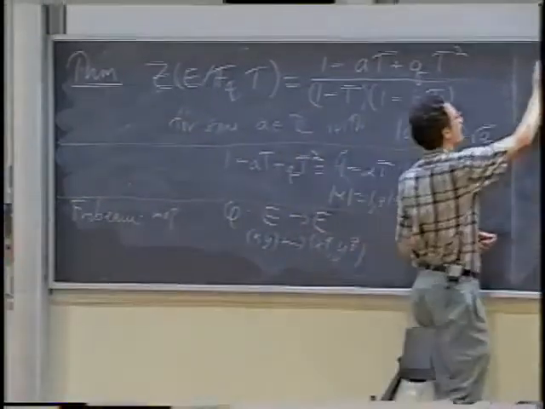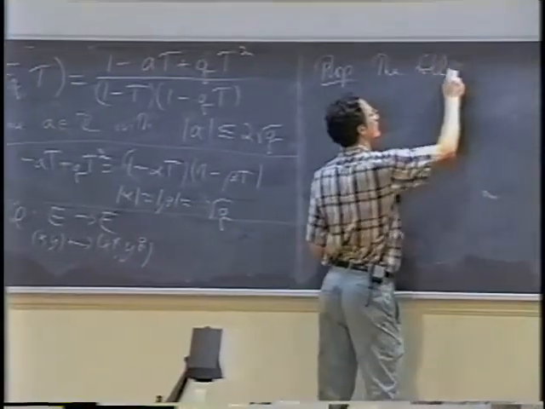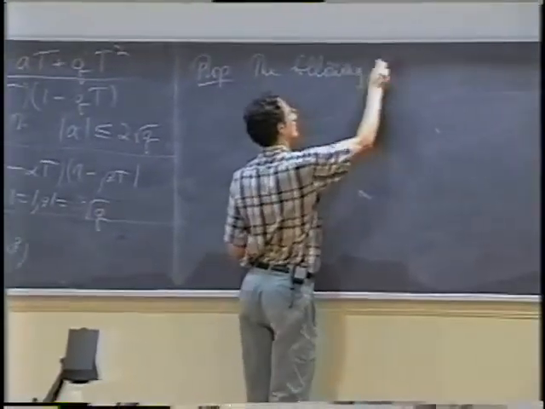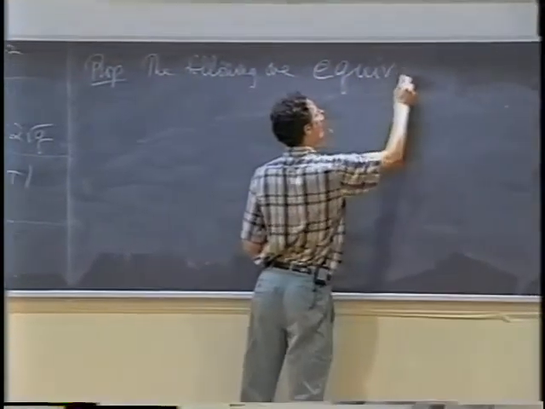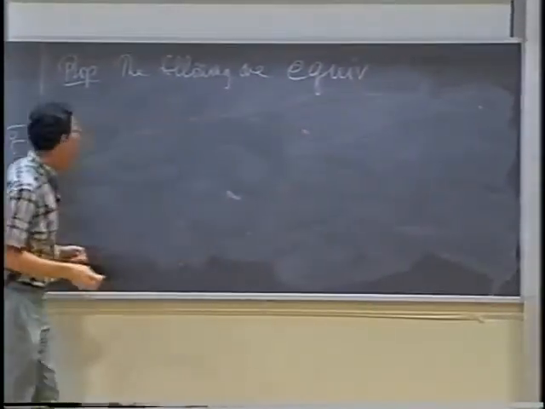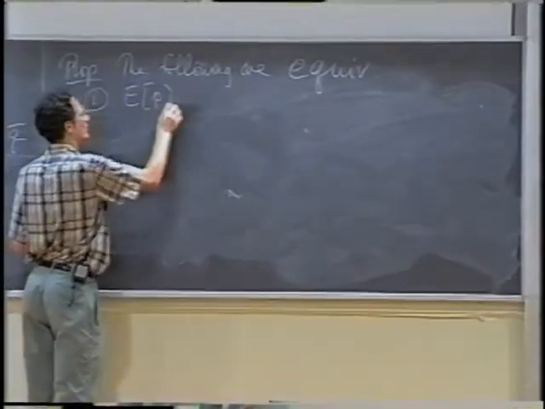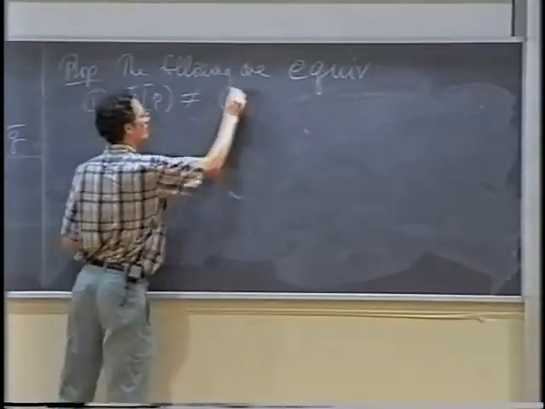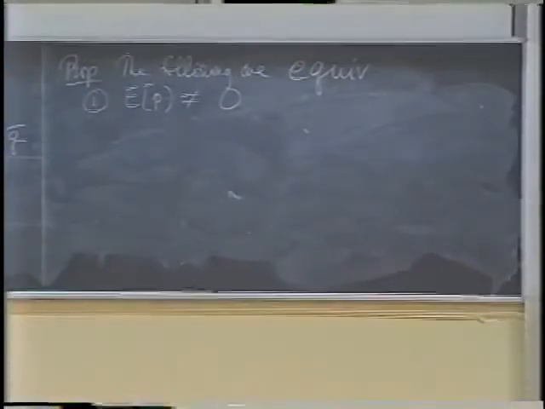One has the following proposition. The following are equivalent. First, the elliptic curve has no p torsion at all. And we're still working over a finite field.